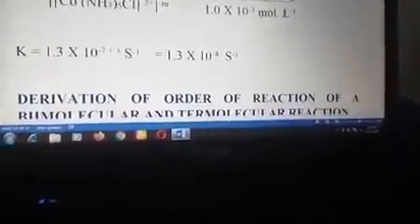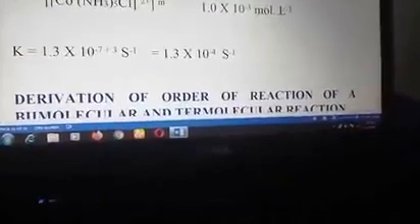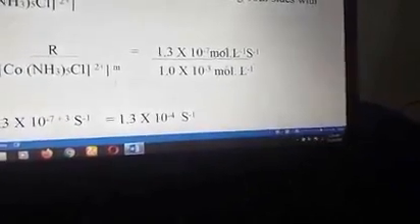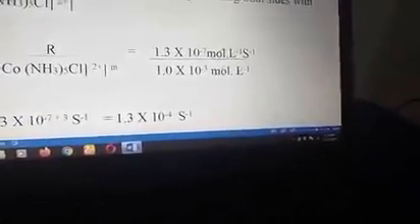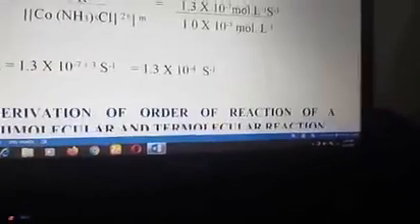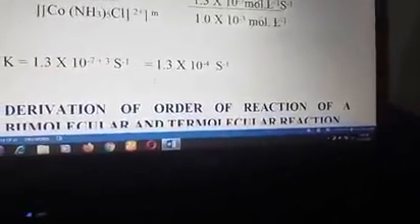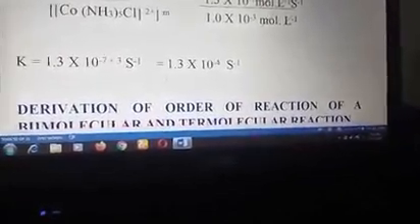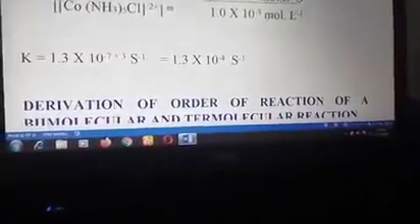So K gives us 1.3 × 10^(-7+3), applying indices. Because if you look at the numerator, the numerator is 10^-7 and the denominator is 10^-3. So you can just apply simple indices. The minus 3 going up becomes plus 3. We now have 1.3 × 10^(-7+3), giving us 1.3 × 10^-4 per second.